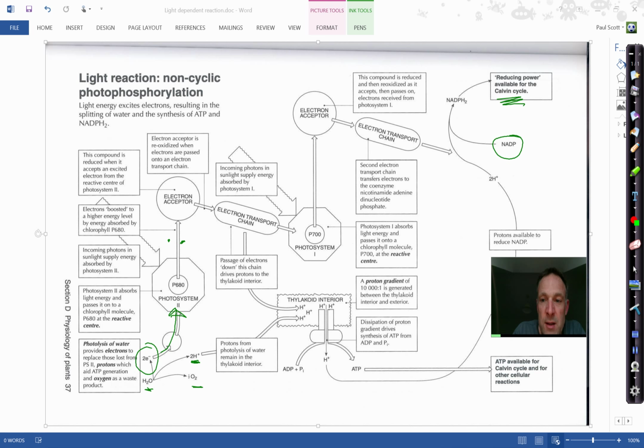I don't know whether you need to know all of that, but hopefully it will make the cyclic photophosphorylation a little bit easier. Hopefully things will click. Anyway, I hope that's worked, Emma.